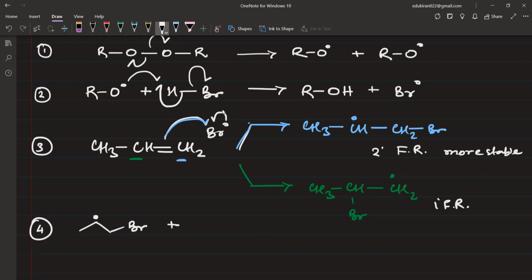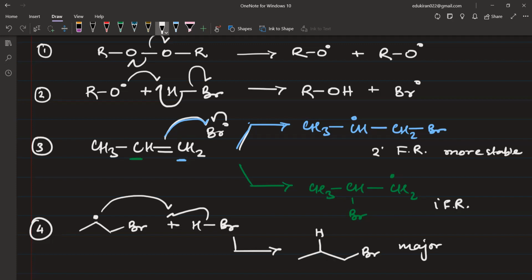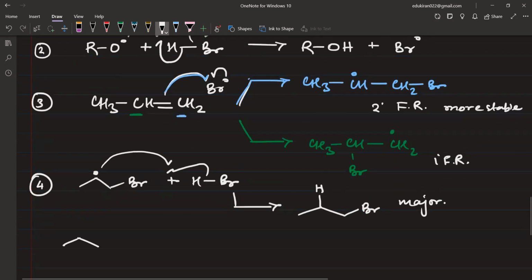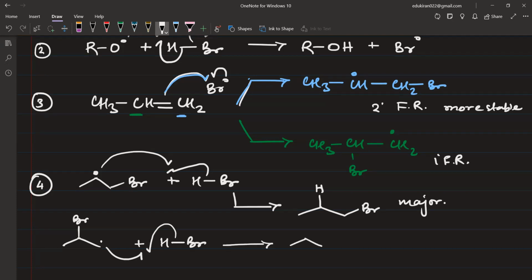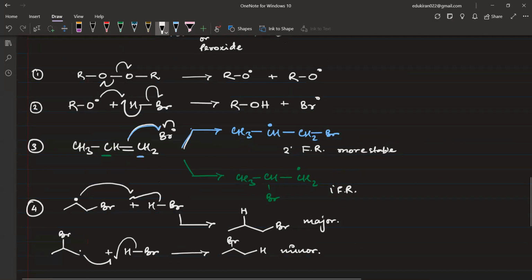So you have CH3, CH, CH2, Br, 1, 2, 3 carbon atoms, and then a Br with a free radical. Then we will have some more HBr. This free radical will attack onto hydrogen. Hydrogen will come with its own 1 electron, and it is going to form Br here, and the hydrogen will get attached onto this carbon atom. So this is going to be your major product. And from the 1-degree free radical, this is going to form your minor product. I'll write the steps down.